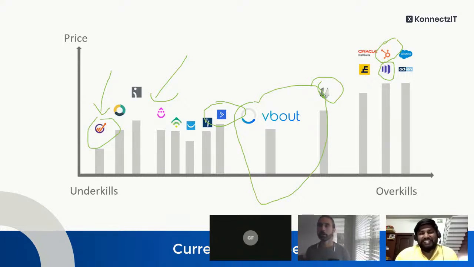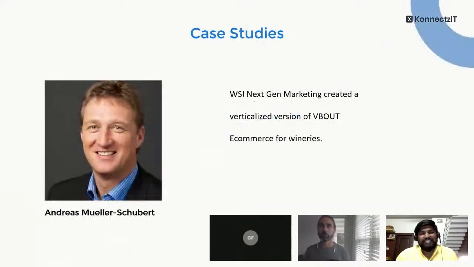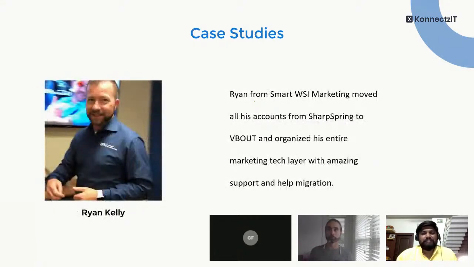Now, a couple of case studies of how some agencies and companies are using us. Andreas from WSI created a verticalized Vbout e-commerce offering for wineries he worked with. He used Vbout with a white label option to craft an offering so he can resell to his clients. So he tells wineries, we have a service that allows you to track all your winery purchases, create lifetime value campaigns, birthday campaigns, and so on. And he's repackaging Vbout as such.